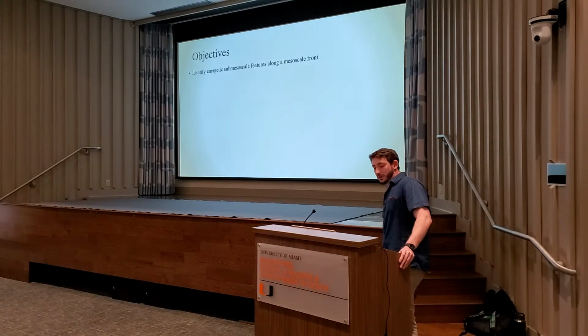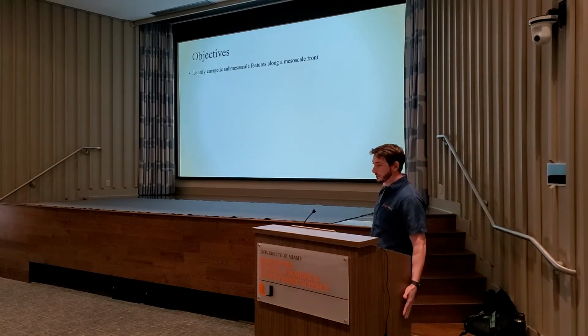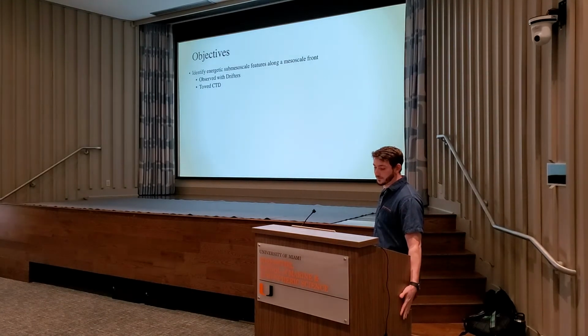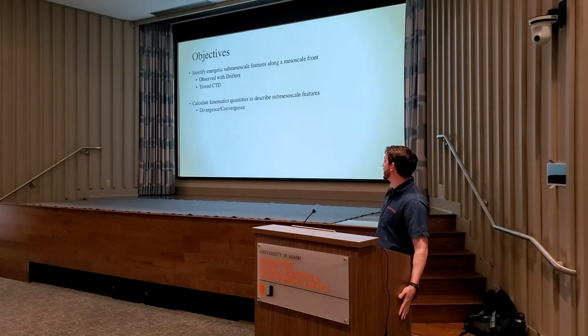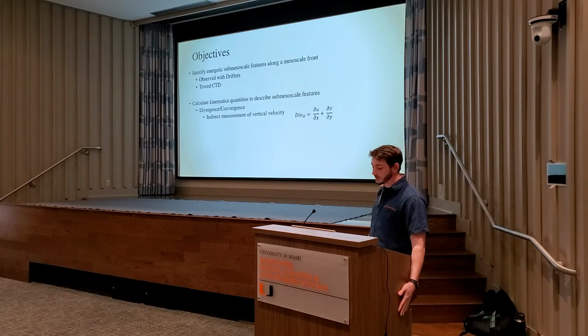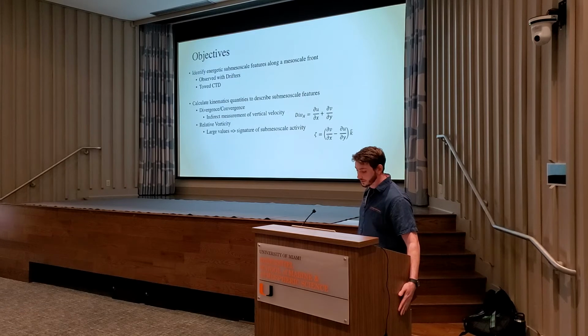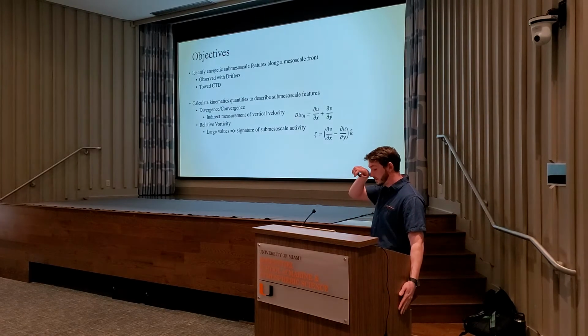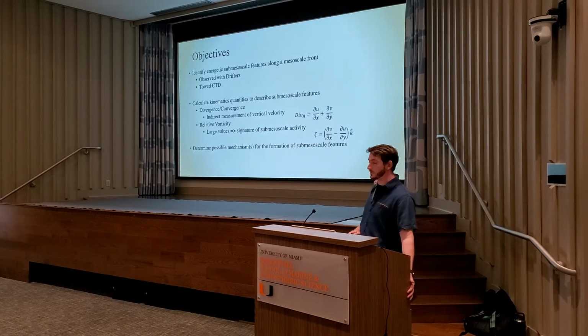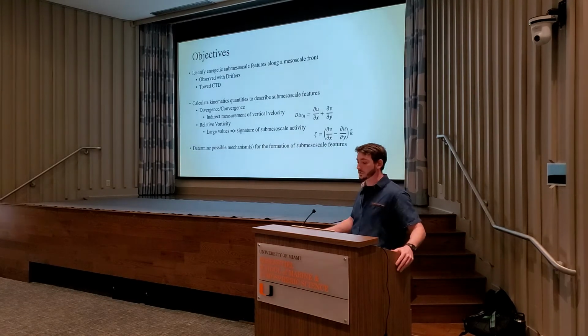So our objectives here are going to be to identify energetic submesoscale features along the mesoscale front, observed with drifters and a towed CTD. We're going to calculate kinematic quantities to describe these submesoscale features, mainly divergence/convergence, which will give us an indirect measurement of this vertical velocity. And we're also going to measure the vertical component of the relative vorticity, large values of which are a signature of strong submesoscale activity. And last, we're going to determine possible mechanisms for the formation of these submesoscale features along mesoscale fronts.